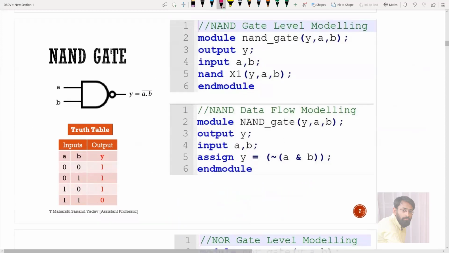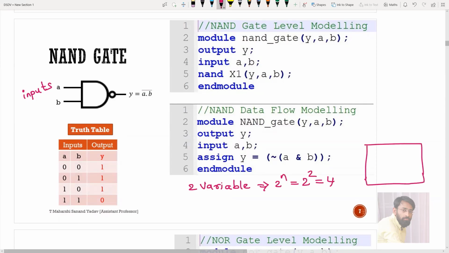Let me erase this. So here, if you observe, two inputs are there, which are nothing but two variables. So I need to go with a two-variable K-map. A 2-variable K-map will have 2 power n cells, which is 2 power 2, so 4 cells I have to make use of. So here I'm drawing a K-map which contains 4 cells, and next we have to write the inputs.